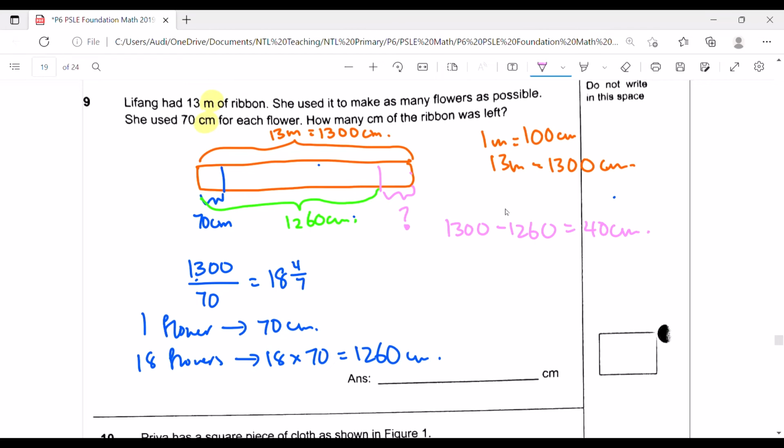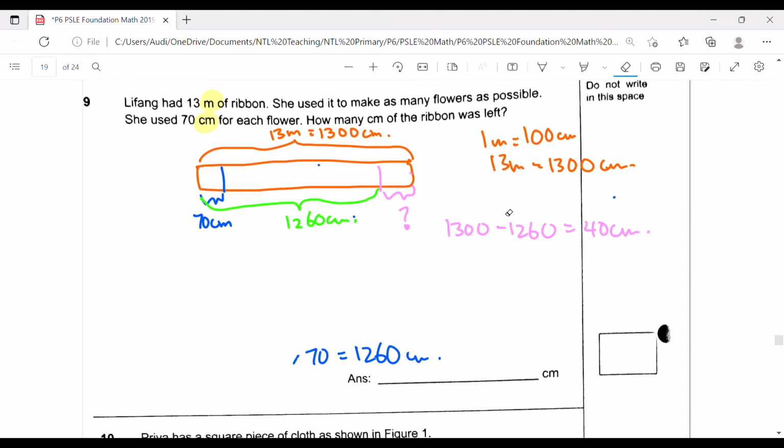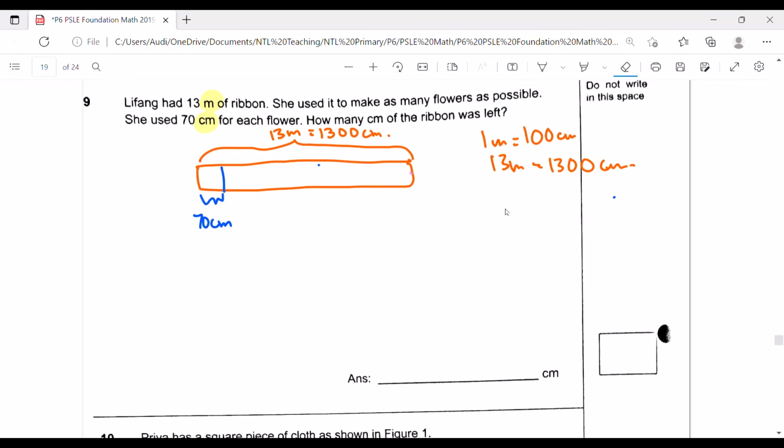I'm going to show you another method, okay? The other method, if you can't understand this method, is to do this. Let me erase all of this. We know that we want to find out how many 70 cms there are in 1300 cm. So we can just multiply, right?